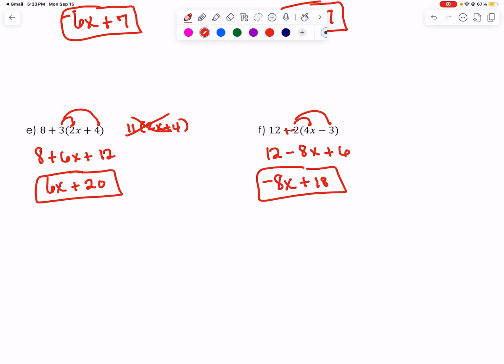So check your answer with mine and fix anything that you might have gotten incorrect. And that concludes today's lesson on the distributive property.